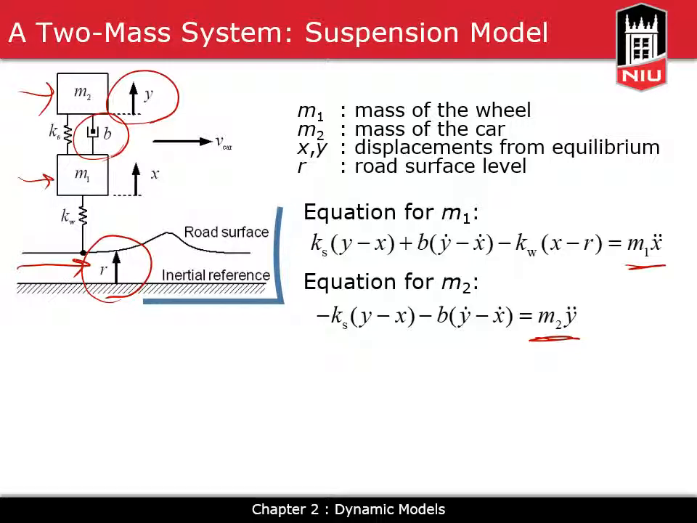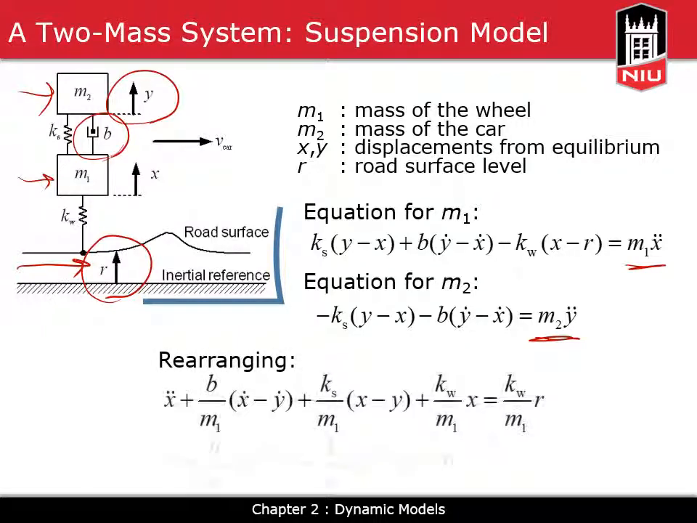But there is also an extra variable involved, which is x. We don't want x in our equation. We just want one equation relating input r to output y. So what we can do here is to rewrite our equation somehow and remove x from the equation. So let's first rearrange our equations.